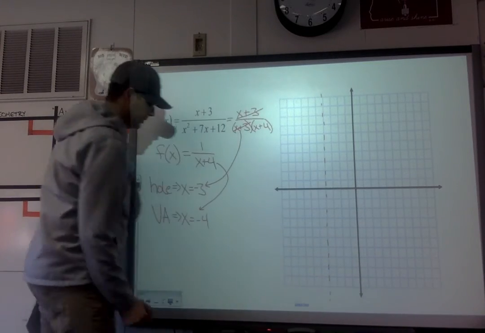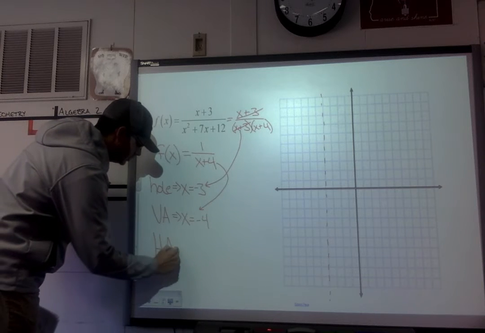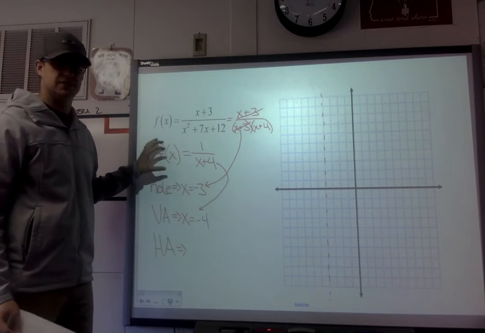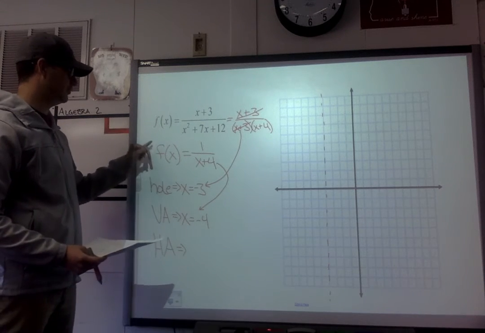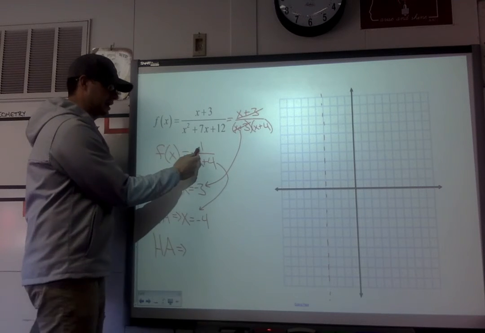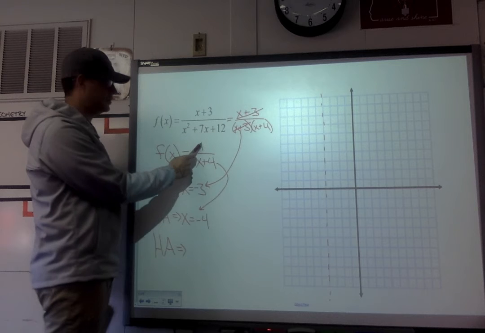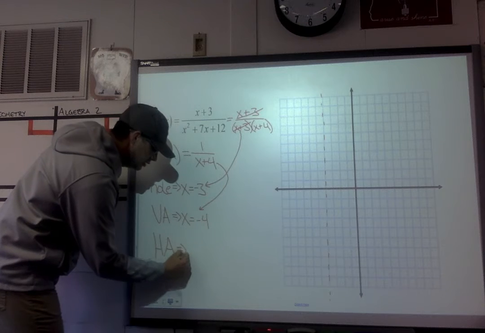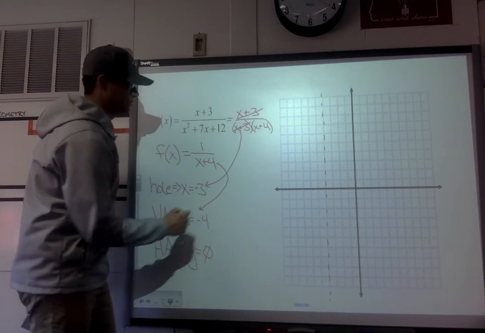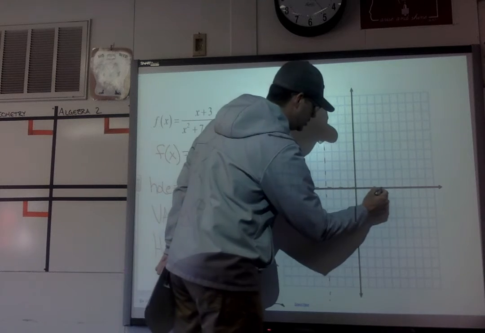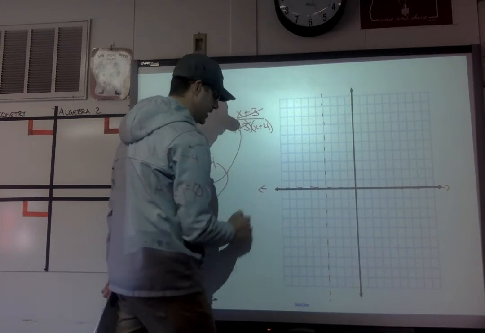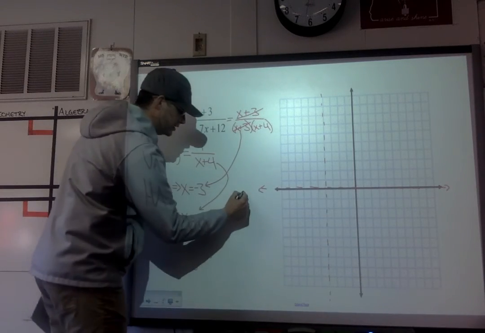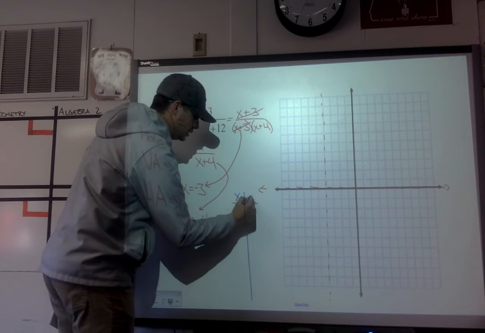Then I need to figure out what my horizontal asymptote will be. Remember, the horizontal asymptote, once you have the function in its simplest form, is going to be the ratio of the leading coefficients. Now here there's no x value, so there's no leading coefficient in our numerator, which means it'll be 0 over 1, which is 0. So our horizontal asymptote will be at y equals 0 or on the y-axis. So now that we have all of that on there, we need to make our table of values and graph.